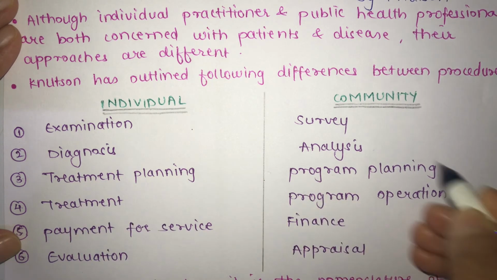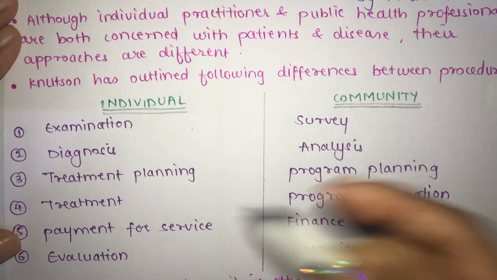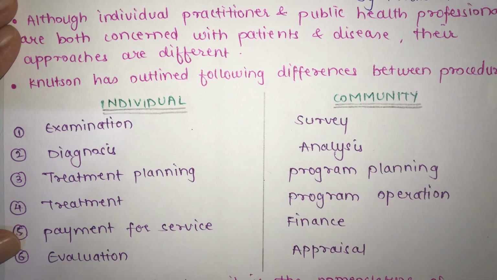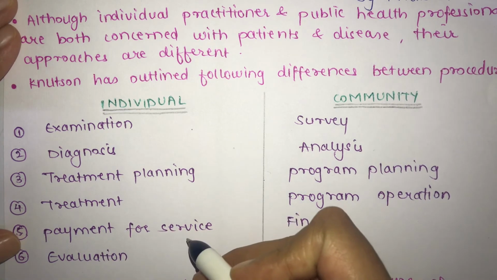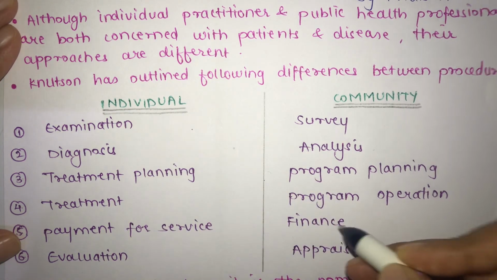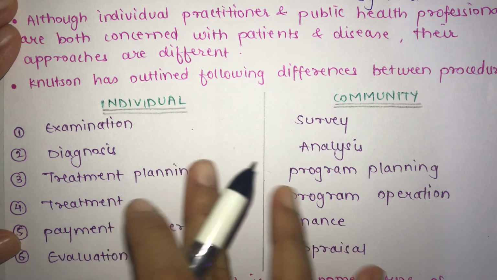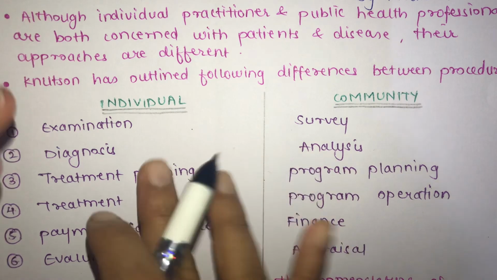Over here there is program planning, as there is a mass population. Then the treatment is done. Over here it is known as program operation. Then there is the payment for the service in an individual. Over here it is the finance, that is the funding from governments and so on. And then evaluation: you are evaluating the treatment which is done, and it is the appraisal.